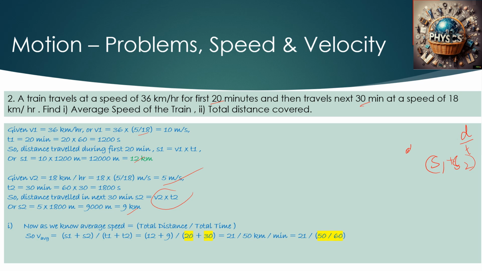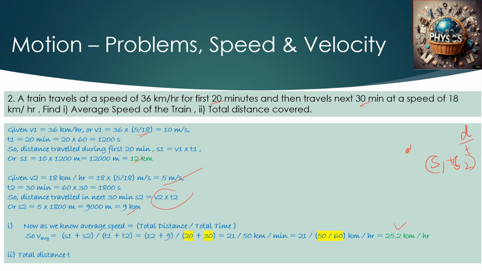21 by 50 is the speed in kilometers per minute. Of course we convert it into kilometers per hour. So 50 minutes is there, so you can simply do 50 by 60, and then you get the speed. Again, if you want to convert it into meters per second, you can simply multiply with 5 by 18, and again you get the same.